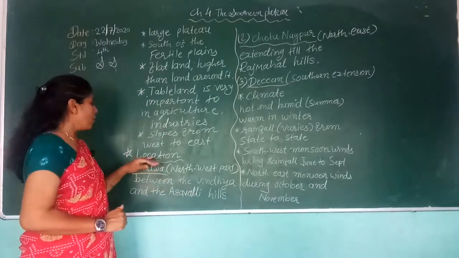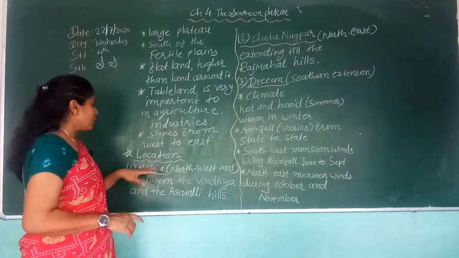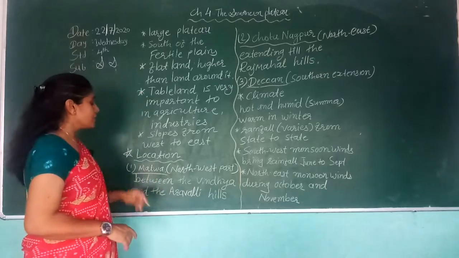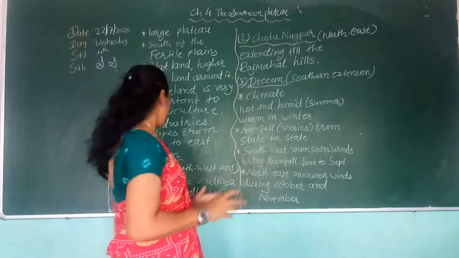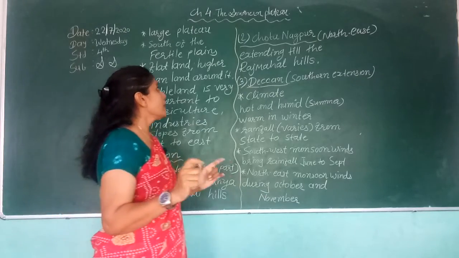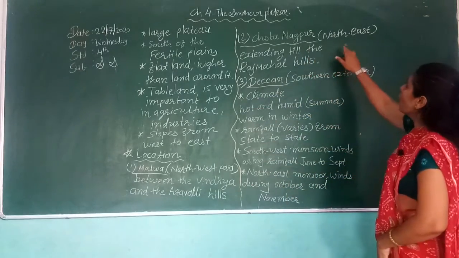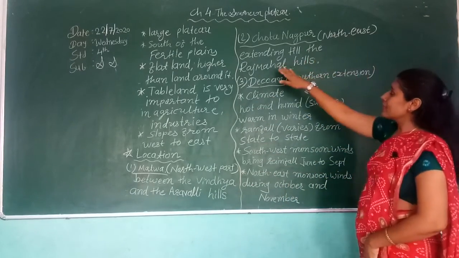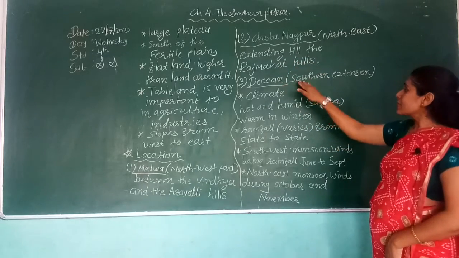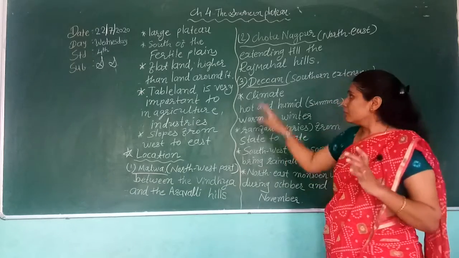We are on the location. Where is it located? There are three divisions: Malwa, Chota Nagpur, and the Deccan. The Malwa is the northwest part, between the Vindhya and the Aravalli hills. The Chota Nagpur is in the northeast, extending till the Rajmahal hills. Then the Deccan is the southern extension, the other portion.